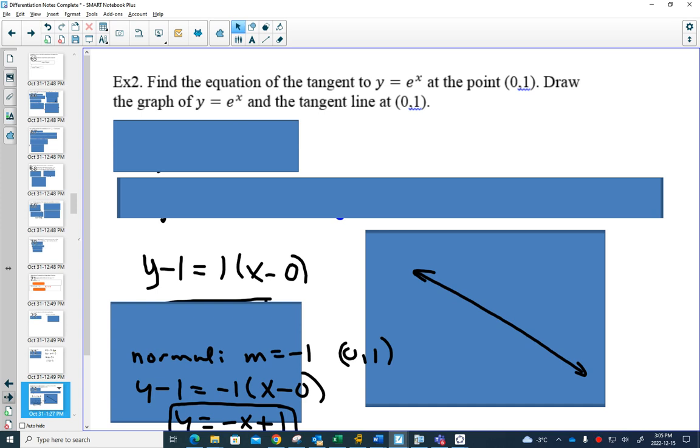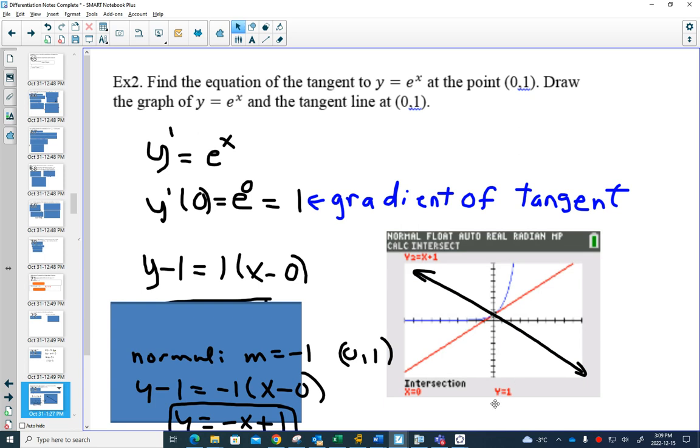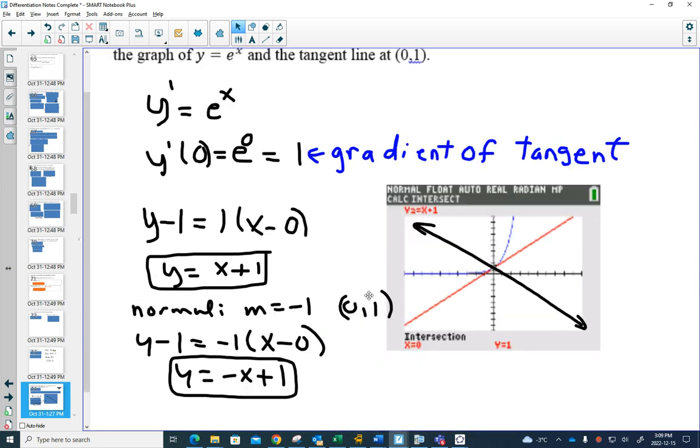I think you can do this one on your own. I'll put up the answer in a bit. Okay, how did you do? Did you get the slope of the tangent with 1? And you get y equals x plus 1 for the equation of the tangent? If you wanted to find the equation of the normal, you could as well. But it didn't ask for the equation of the normal.